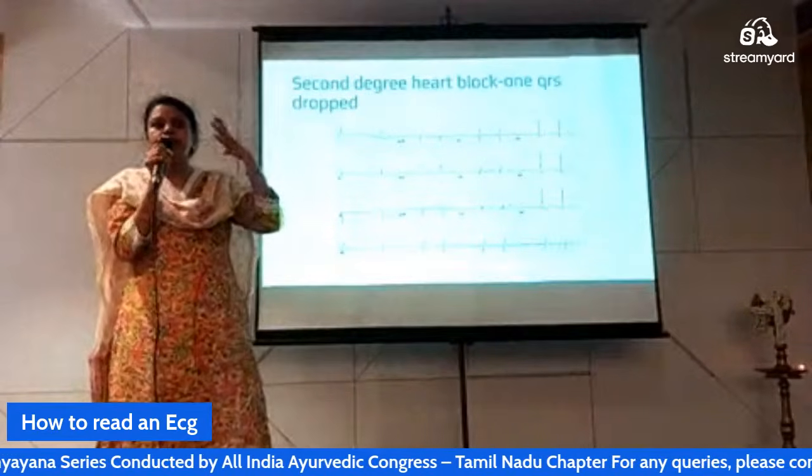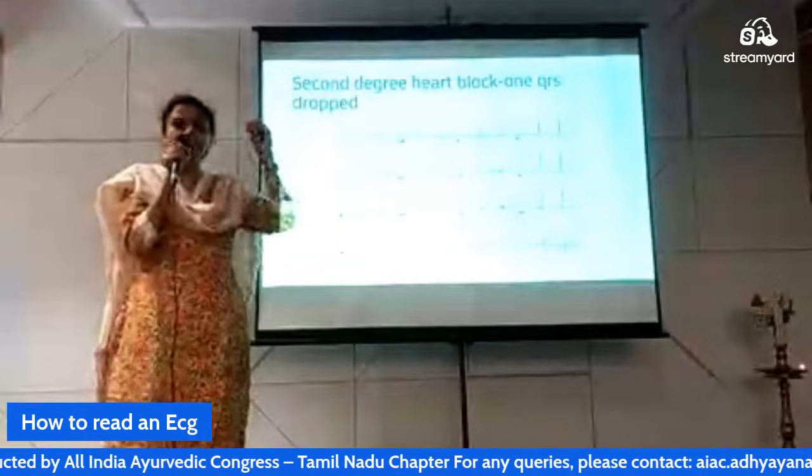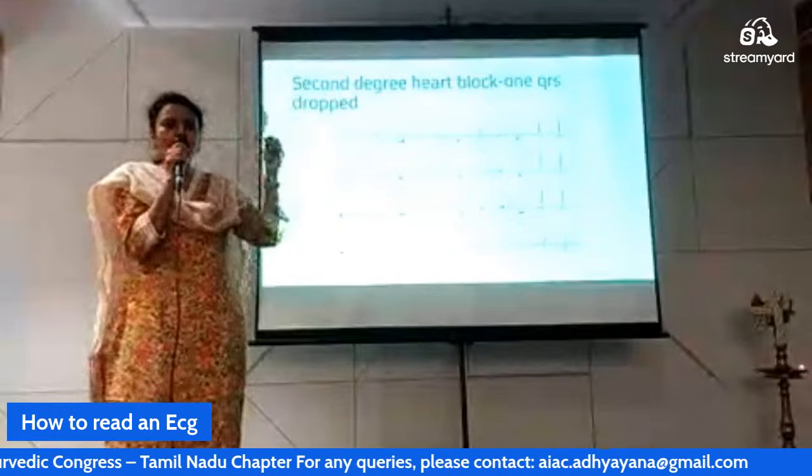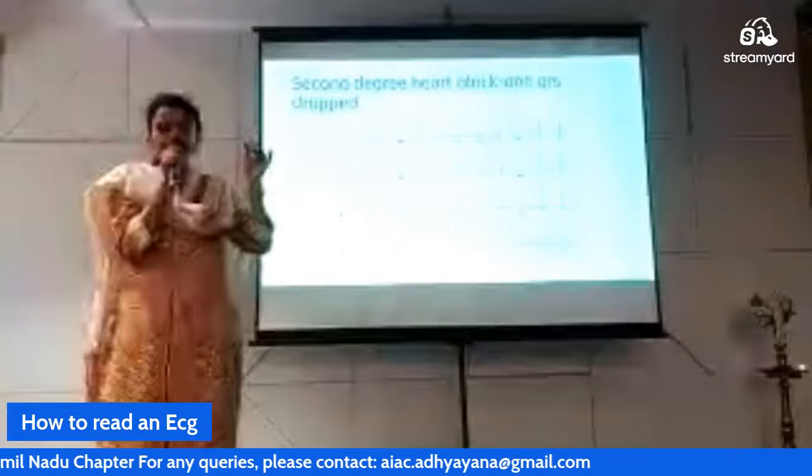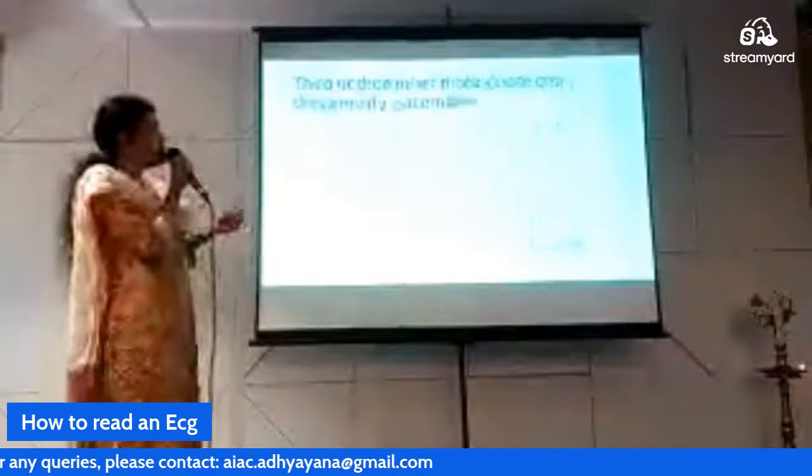The SA node is not properly giving the electrical impulse, so you have to make an alternative. You have to go for a pacemaker. Next one is third degree heart block.